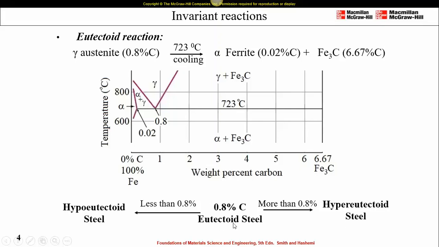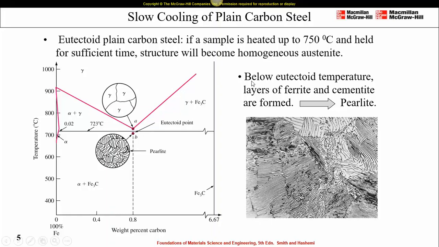We classify the steels using this eutectoid point. Steel with 0.8 weight% carbon is named eutectoid steel. With less than 0.8 weight% carbon is named hypoeutectoid steel. And with more than 0.8 weight% carbon is named hypereutectoid steel. This classification is very important, especially when we discuss the slow cooling of plain carbon steels.